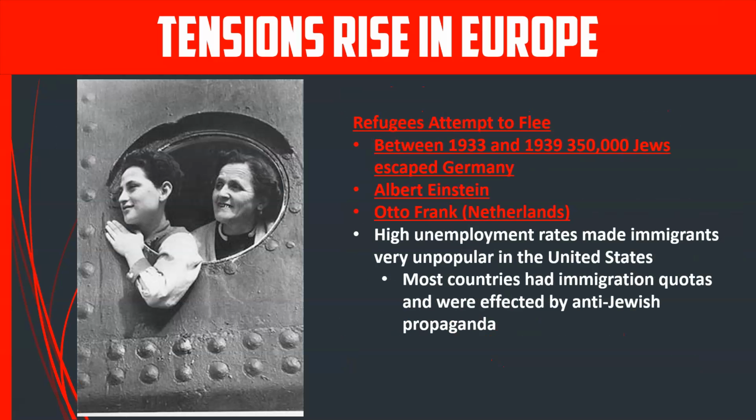Now, there were obviously attempts by many Jewish people to flee between 1933 and 1939. Over 350,000 Jews escaped Germany, the likes of which included Albert Einstein. All right. High unemployment rates made immigrants very unpopular in the United States. So it wasn't like these immigrants had a lot of choices where to go. Even though they were trying to leave Germany, they were still forced into Europe.